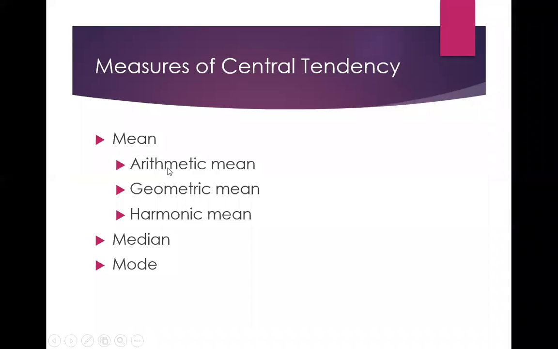There are at least three types of means: arithmetic mean, geometric mean, and harmonic mean. In biomedical statistics, we mostly use arithmetic mean.